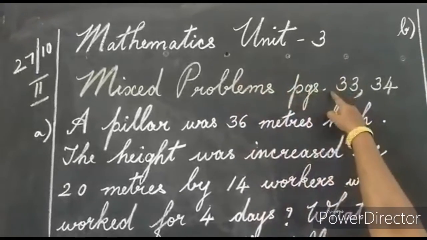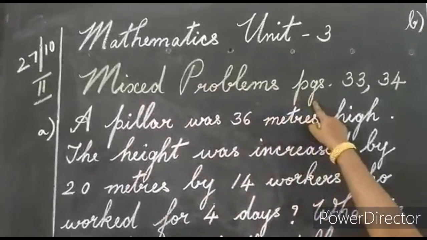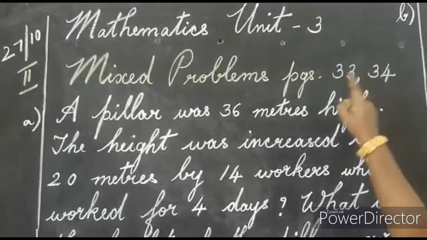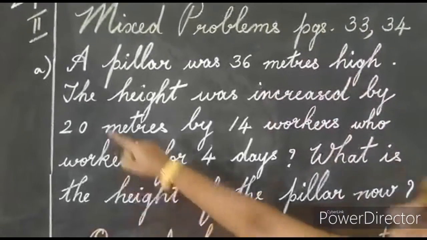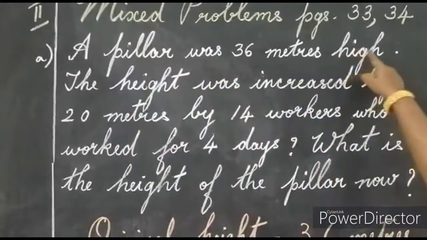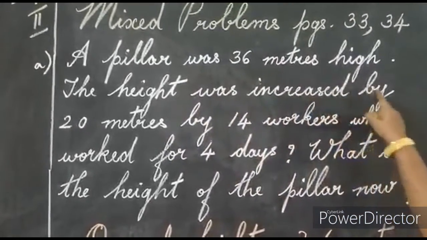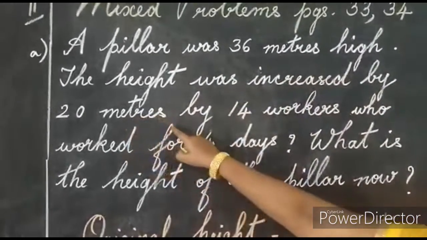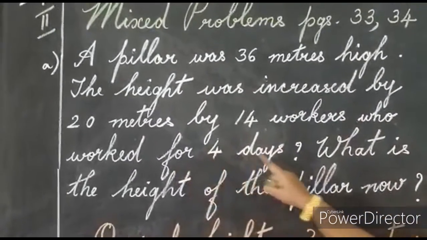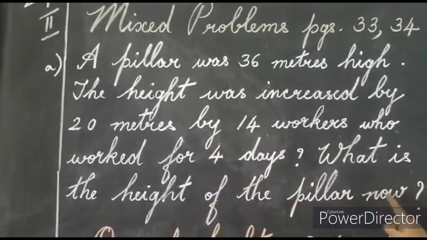Mathematics, Unit 3. Second Roman number, mixed problems. Pages 33 and 34. As usual, let's first read the problem. A pillar was 36 meters high. The height was increased by 20 meters by 14 workers who worked for 4 days. What is the height of the pillar now?